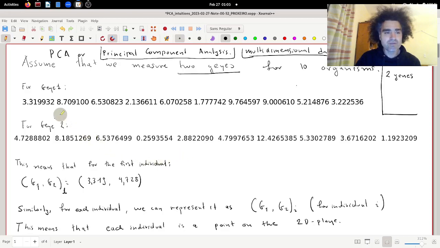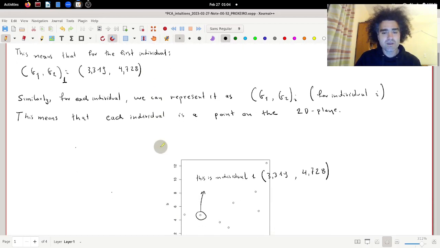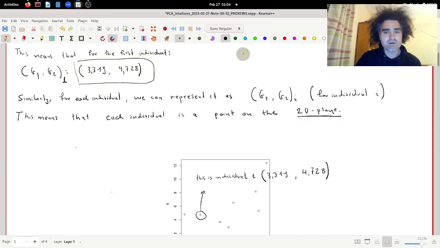That means that the first individual has this measurement for the first gene and this measurement for the second gene. In other words, the first individual can be represented by this ordered pair of genes and the values 3.3 and 4.7. The same we can do for every individual. We can represent it as a pair of G1, G2 for each individual i. Now, this is nice because it means that every individual actually is a point on a 2D plane, and this point is clearly defined with these coordinates for individual one, or in general for the i-th individual.